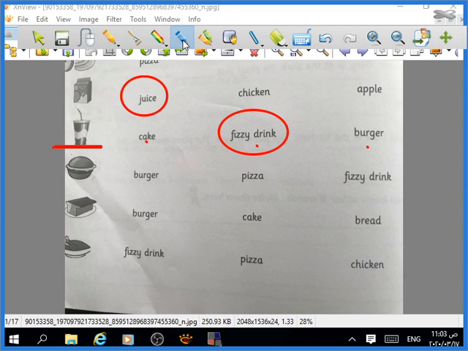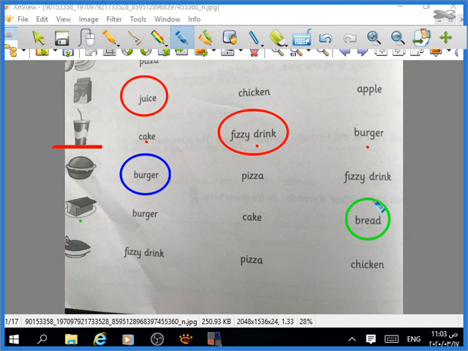The next one, is it burger, pizza, or fizzy drink? 3, 2, 1. Yes, it's burger. Next one. Look at the picture, please. Burger, cake, or bread? 3, 2, 1. Yes, it's bread.